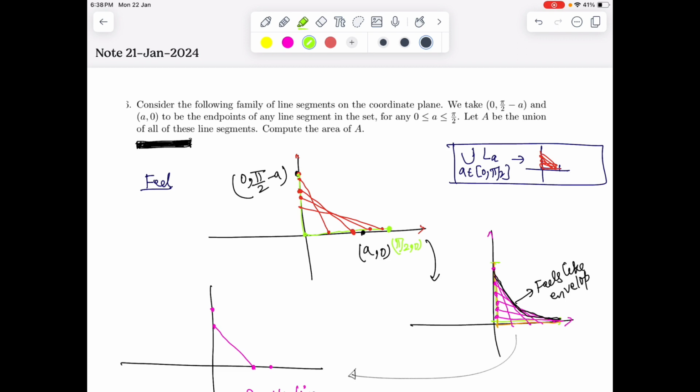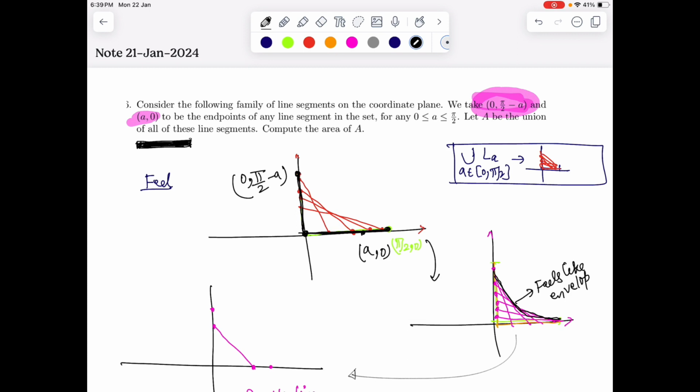As you can clearly see, we have two points. One is given as (0, π/2 − a), and the other point is (a, 0). Since a is changing from 0 to π/2, the best thing we can do is play with some line segments by keeping special values of a. If I keep a equals 0, one point becomes the origin and the other is (0, π/2), so we get a line like this. If I keep a equals π/2, we get a horizontal line lying on the x-axis.